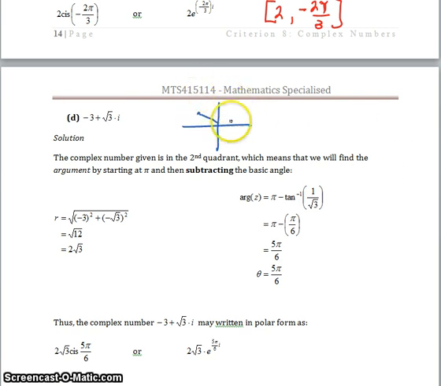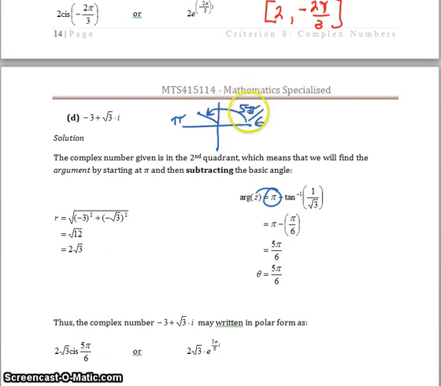Now we can go from 0 round to pi here, so that's nice and handy. And our basic angle, remember, is in the first quadrant. So what we're going to do is go to pi and then subtract our angle theta. And here we have pi minus arctan of 1 over root 3, ignoring any negatives. So it's pi minus pi on 6, which is 5 pi on 6. So that's our angle there.